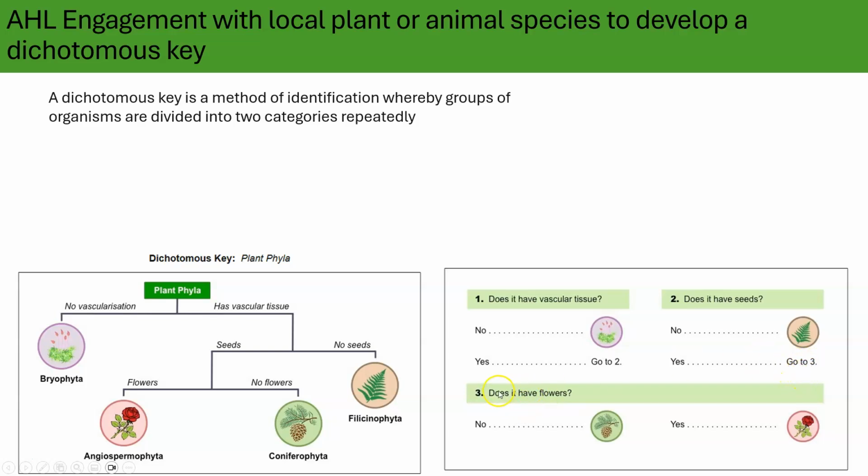The next question will be, does it have flowers, or does it hide its seed, or does it have it naked? Does it have flowers? If you answer no, and instead it has pine cones or cone structures, then you will get to Coniferophyta. But if you say yes, you would get to Angiosperms, or the flowering plants. And that's basically how a dichotomous key works.